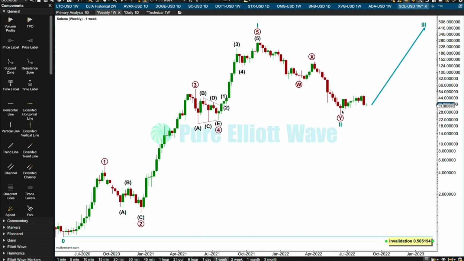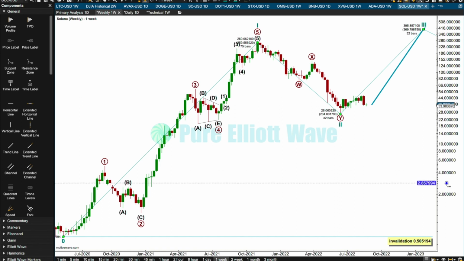I updated this one not that long ago, just over a month ago. So like Litecoin and Solana, I did about the same time, I think. So this was my wave count. I was expecting that a cycle degree second wave correction had ended here. I just want to calculate the depth of this. This is a 90% correction of cycle wave 1.